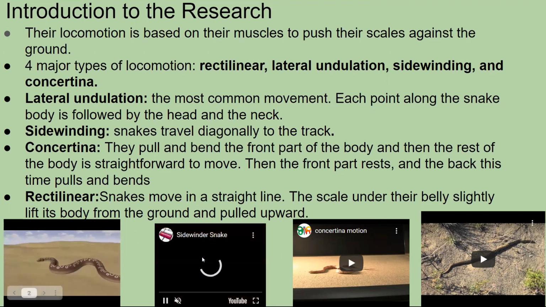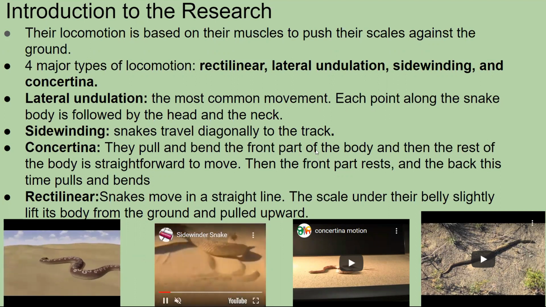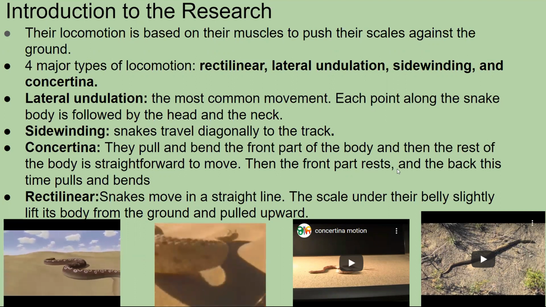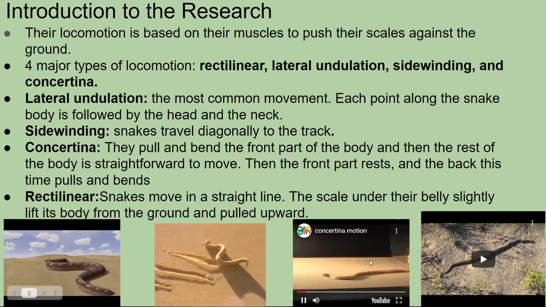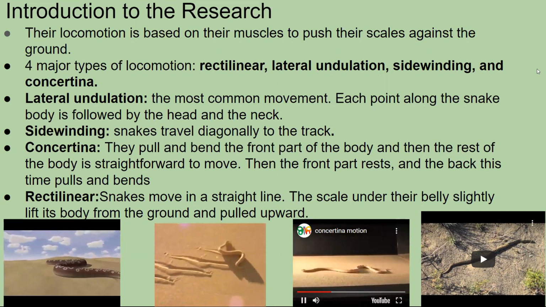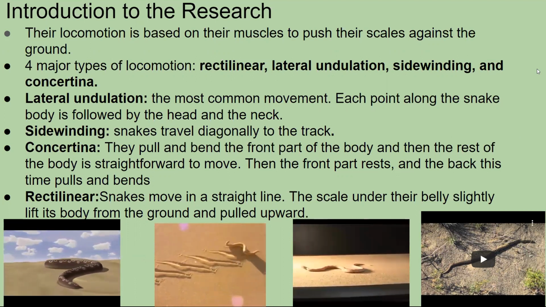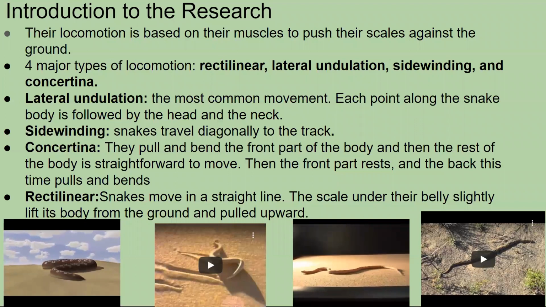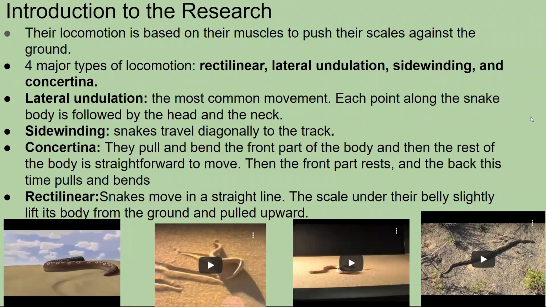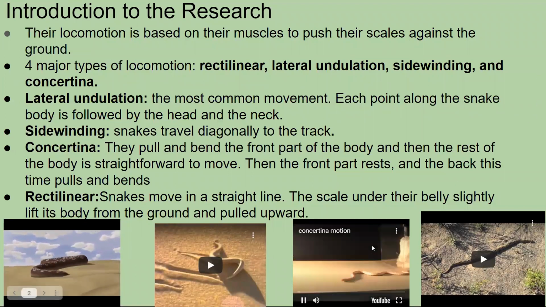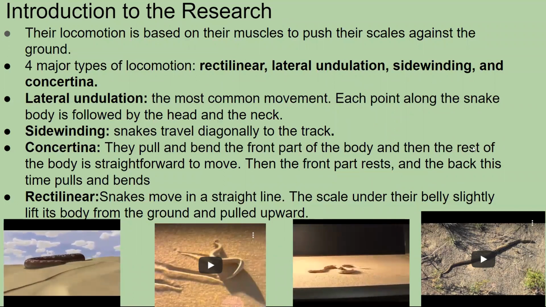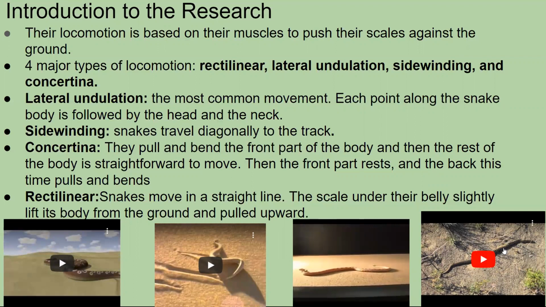Next, we have sidewinding. As you can see, the snake travels diagonally on the tracks. And the next one is the concertina. The main idea is they pull and bend the front part of their body, and then the rest of their body is moved straight forward. As you see from the video, the front part pretty much rests, and then the back moves to pull and bend.